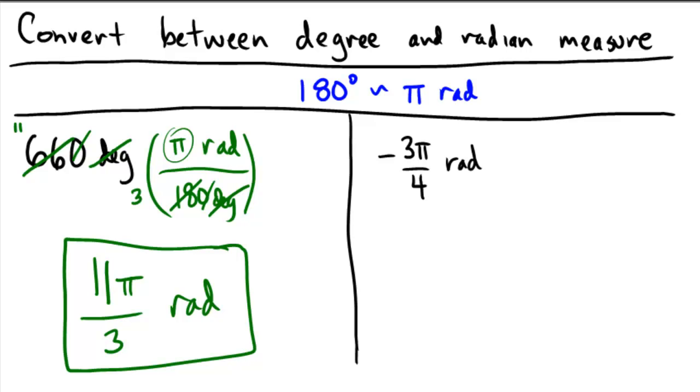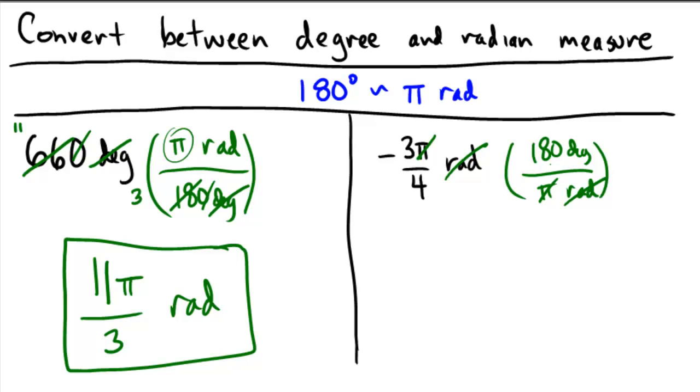On the right, negative 3 pi over 4 radians. Same idea. We want to cancel out radians, so this time I'll put the 180 degrees on the top and the pi radians on the bottom, so that way our radians will cancel. Furthermore, our pi's will cancel. Let's see. Top has a 180 and bottom has a 4.